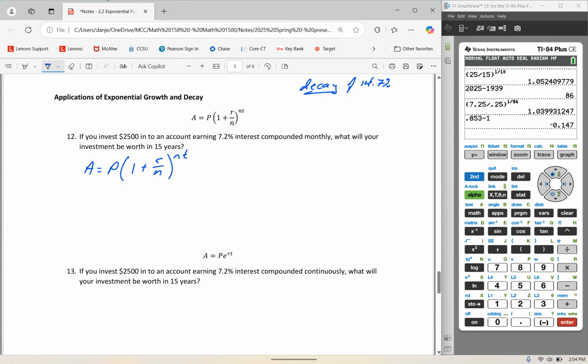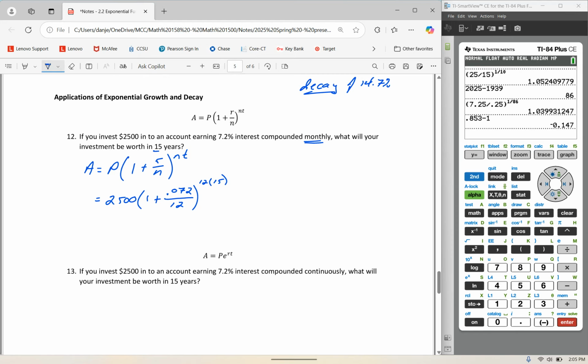So number 12, I'm going to invest $2,500, with an interest rate of 7.2%. Notice my 7.2% got changed back to the decimal, 0.072. We're compounding that monthly, so my n is 12 in both places. What's my account worth in 15 years?